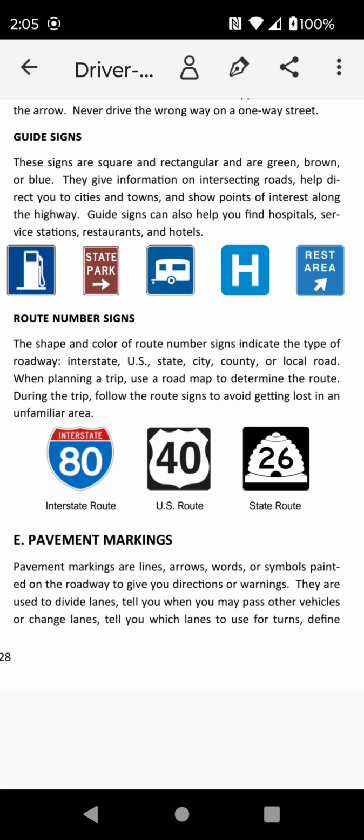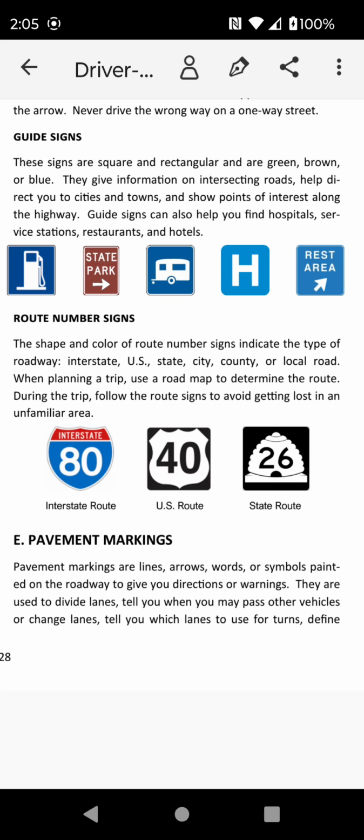Then you've got your pavement markings. These are important as well. All these signs and the pavement markings are going to be on your test. So practice. If you have to hear my terrible voice over and over again, just do it if you have to practice.